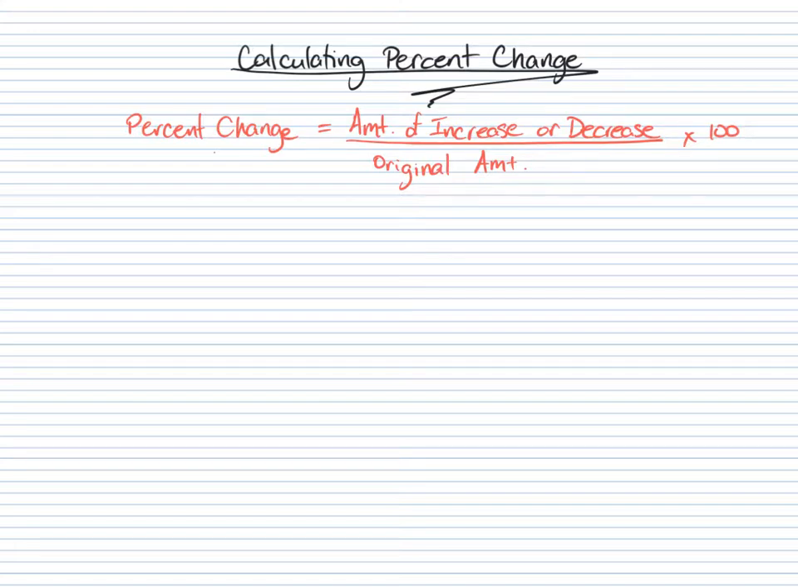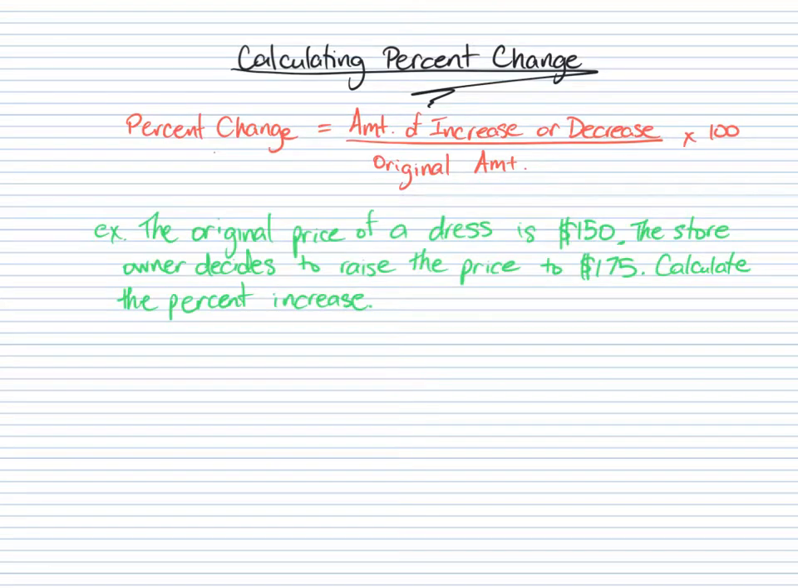All right, best way to do this, let's do an example. So in my example, the original price of a dress, let's pause this and get the question out. Okay, so the original price of a dress is $150. The store owner then decides to raise the price to $175. So it has increased, and we want to know what is the percent increase. If you wanted to just know what fraction of the original price is the increase, then you would only be using this part of the formula. But since we want the percent increase, then we have to, of course, multiply by 100.